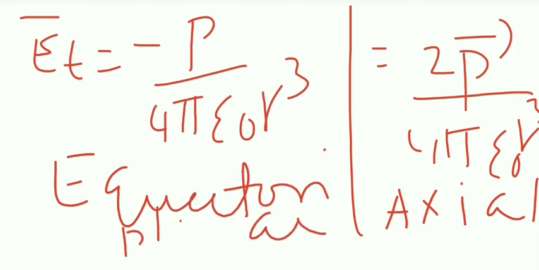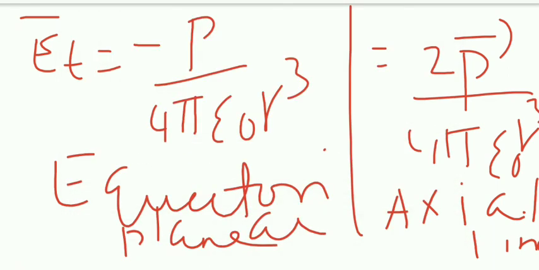Equatorial plane, axial line. Right? You compare both the equations. You see the left hand side and the right hand side, what is the relationship between them? It is 2 times p, right? It's simply p on one side, whereas it is 2p on the other, right?